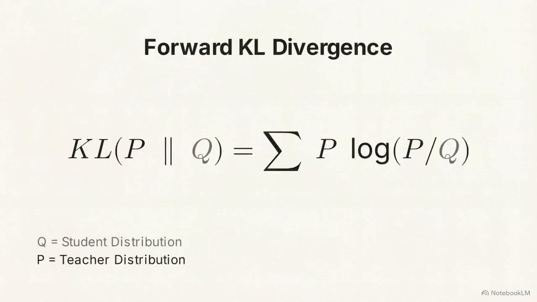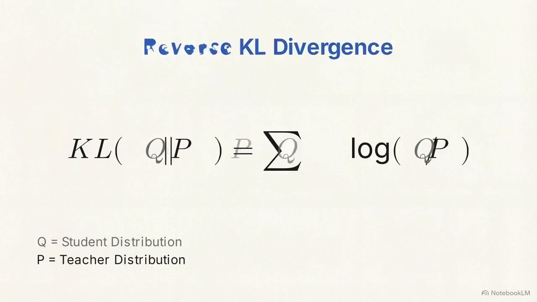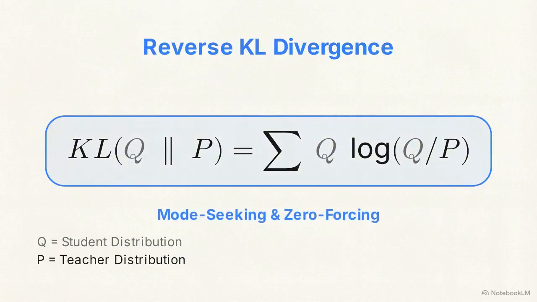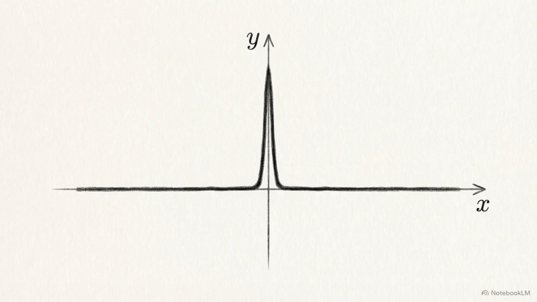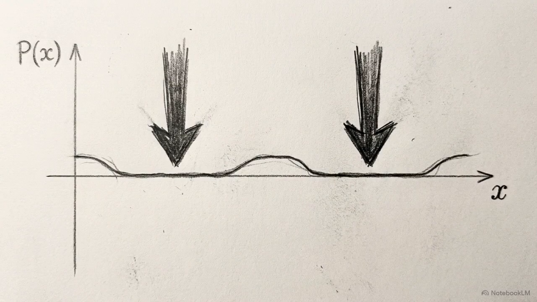The mathematical fix required for generative models is reverse KL divergence, shown here. Reverse KL flips the mathematical penalty entirely. It is mode seeking and zero forcing. The zero forcing penalty means reverse KL heavily penalizes the student for placing probability mass in regions where the teacher has none.